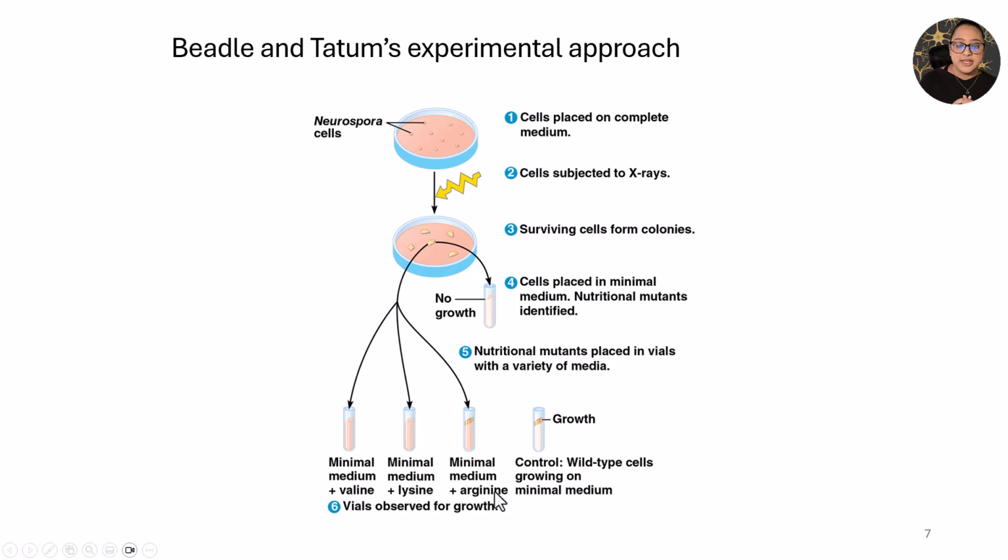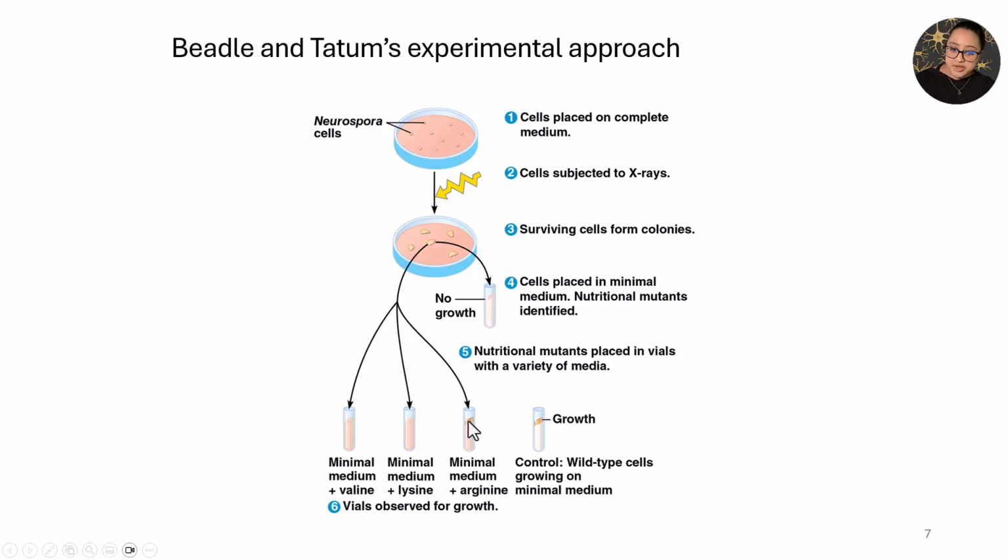And so when he did that and he grew or tried to grow them in each condition, if they did grow, then that means that was the amino acid that it wasn't able to make on its own. So if it was provided that amino acid, then it was able to grow on this minimal medium.